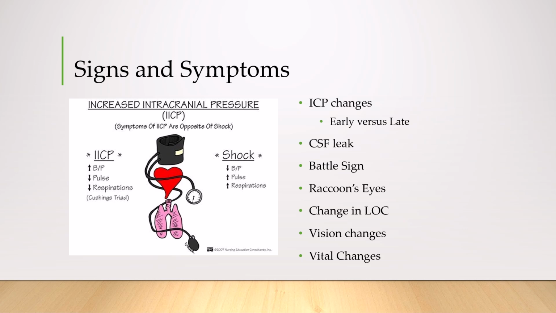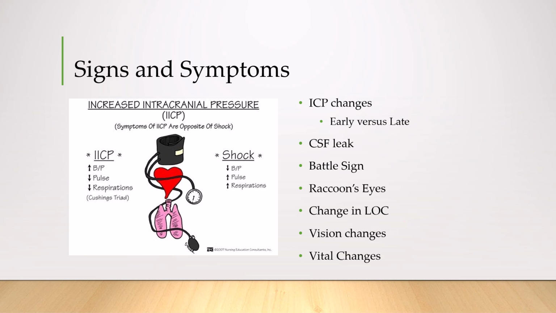The Battle sign. Battle sign is bruising or ecchymosis around the mastoid process. It is a very typical sign after there's been a brain injury. It will heal over time. Then we have something called raccoon eyes. Raccoon eyes is where there has been a fracture around the orbital areas.